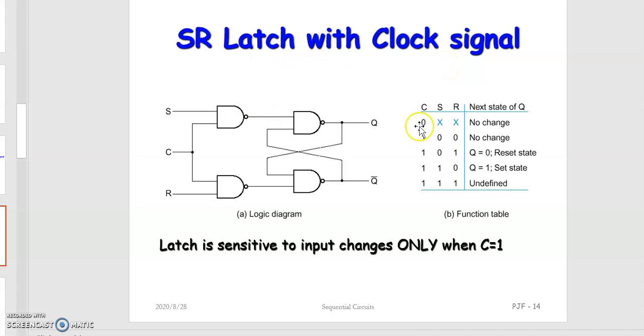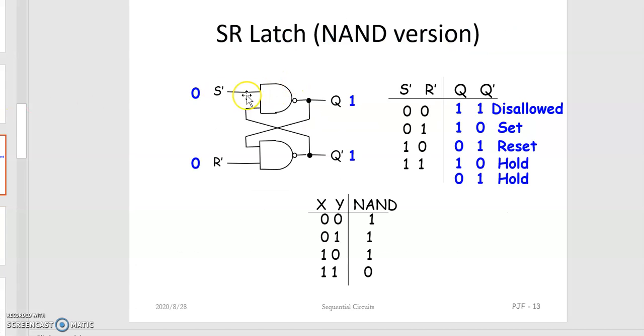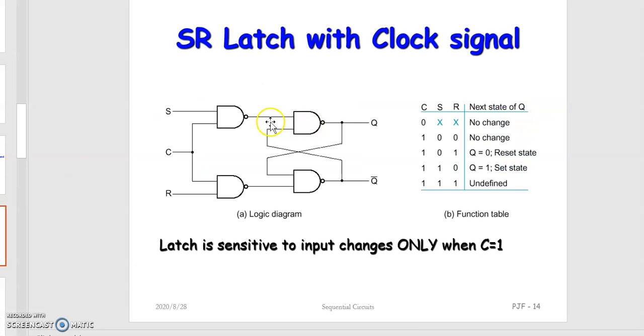So here to implement this particular circuit, in the previous case we had considered the first input as S' and another input as R'. Here instead of supplying S' and R', we are supplying these S and R values through the clock signal, by using two more extra NAND gates. So here if the clock is equal to 0, then we won't get any change in the output.